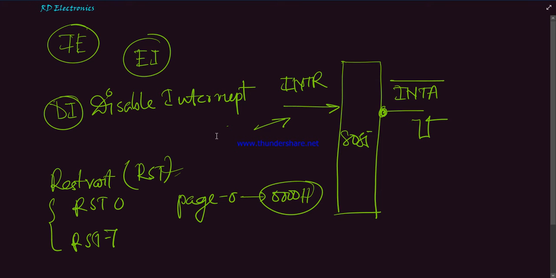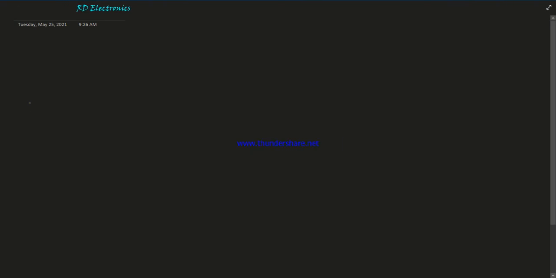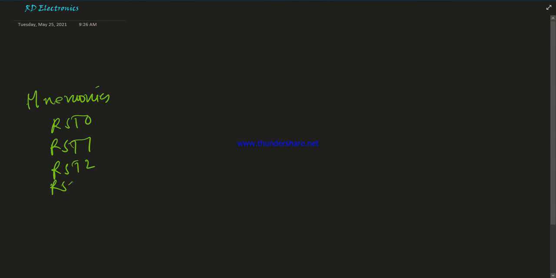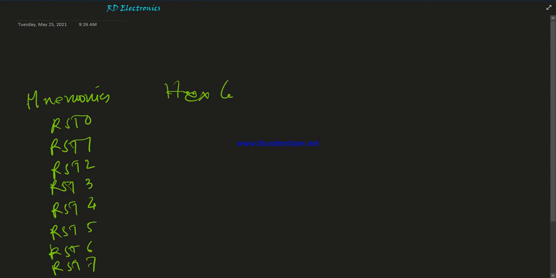If we discuss the RST instructions, first of all, these are the mnemonics: RST 0, RST 1, RST 2, RST 3, RST 4, RST 5, RST 6 and RST 7. These are the hex codes for the different restart instructions, and this is the call location.